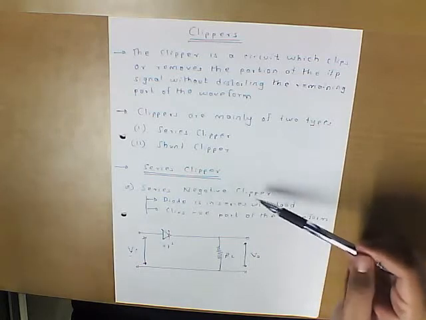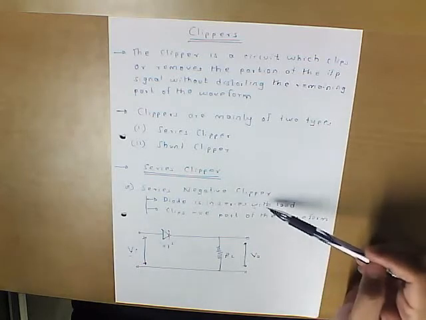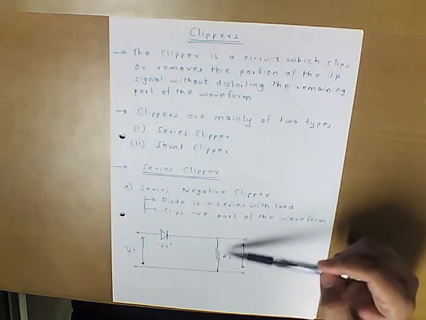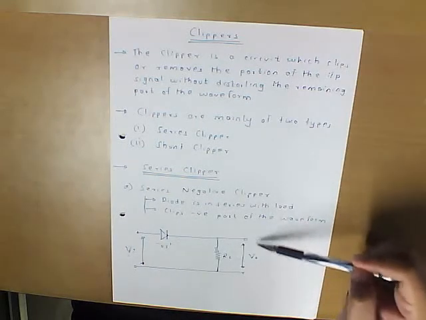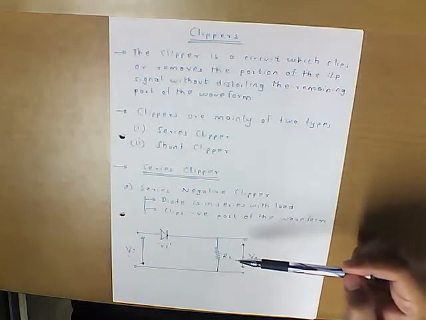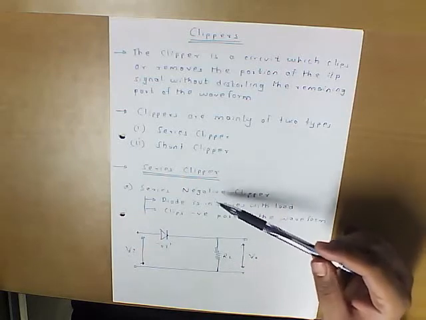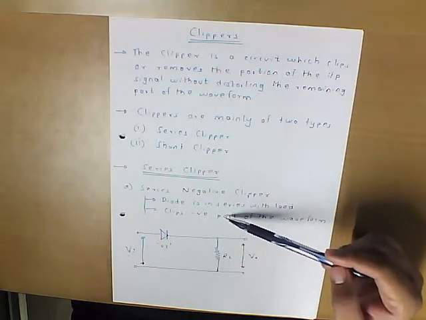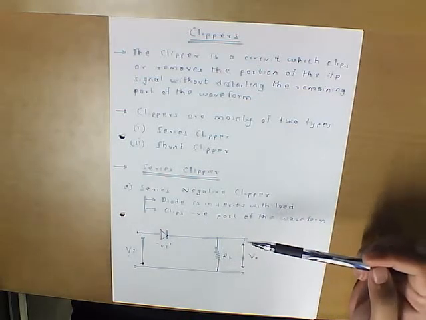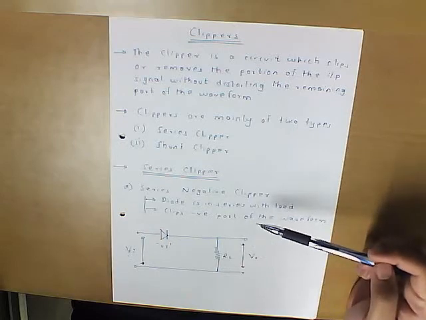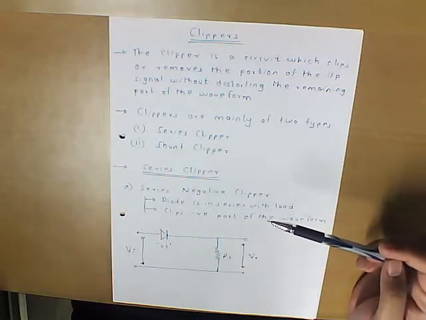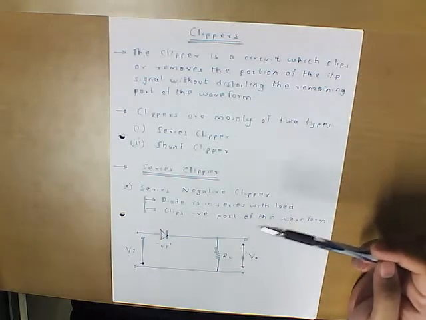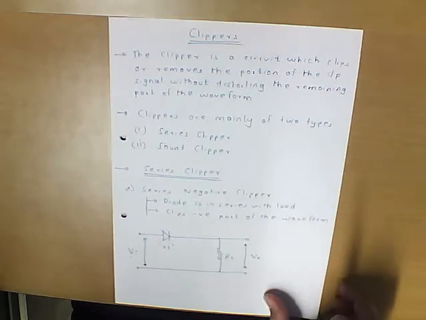So series negative clipper means the diode is in series with the load. So this diode is in series with the load and the output voltage is taken across the load always. See, it is called series negative clipper because this clipper is going to clip off the negative part of the waveform. So since it clips off the negative part, it is called a series negative clipper. Now how it actually happens. So let us see how this works.